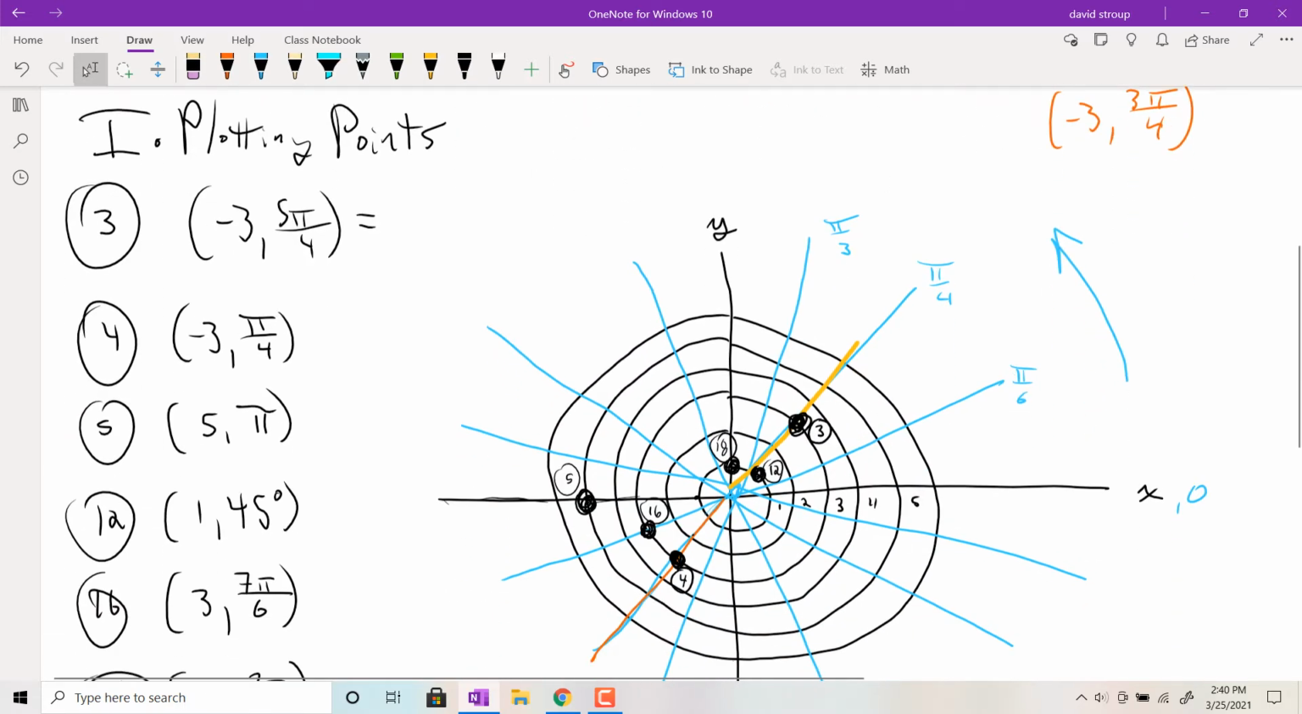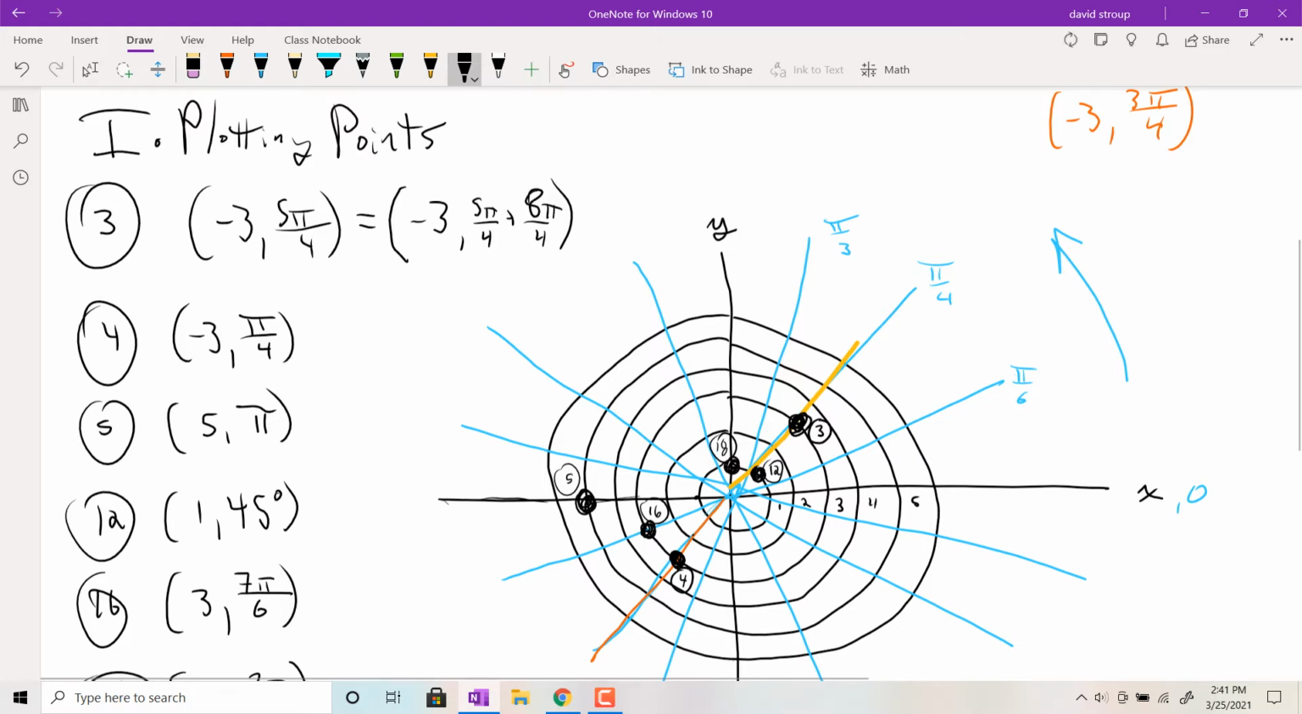So the points, these things are not unique. And one way to get another point that's the same is just to add 2 pi to its angle, right? So if you have 5 pi over 4, you can add in another 2 pi, which is 8 pi over 4, and you'll have the same point.